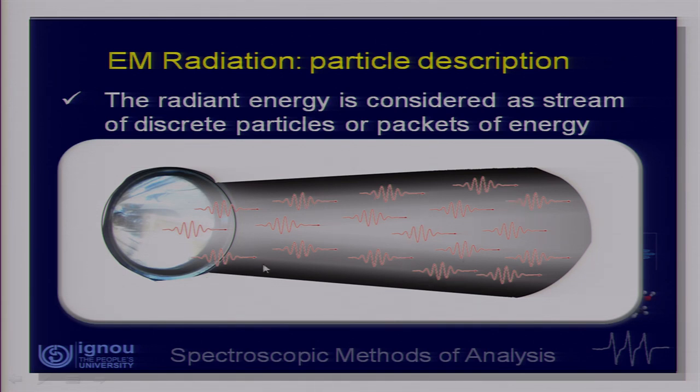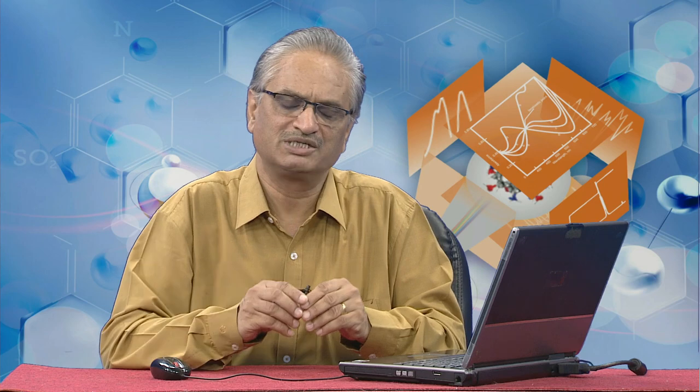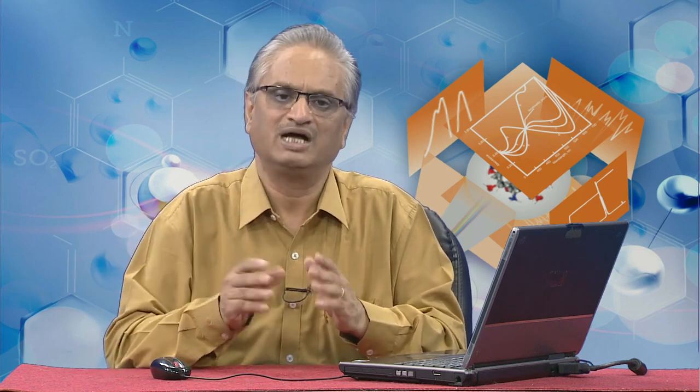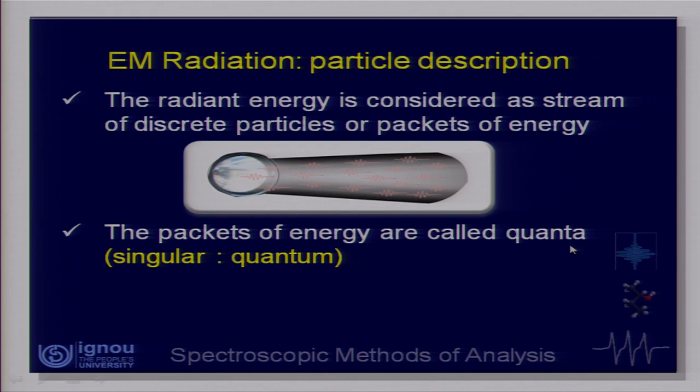Essentially, we said earlier that EM radiation is nothing but energy which is being transmitted. According to wave description, energy is transmitted in terms of an electrical and magnetic disturbance. As compared to that, the particle description says that energy is transmitted in terms of packets of energy, and these packets of energy are called quanta. Quanta is the plural term, whereas singular is quantum. One packet of energy is called one quantum of energy.